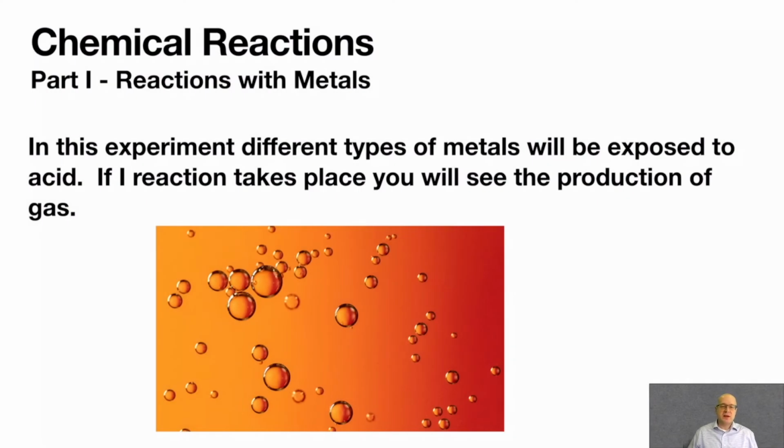Part 1, reactions with metals. In this experiment, we're going to throw some different types of metals in with some acid and see what happens. If the metal reacts with acid, you'll see bubbles forming. And those bubbles will actually be bubbles of hydrogen gas. And if we wanted to, which we don't, we could light the hydrogen on fire. Hydrogen is very flammable. We won't be doing that though, because, safety first.